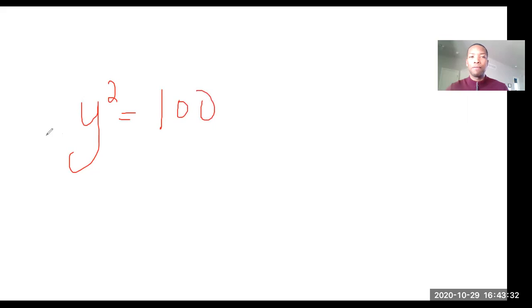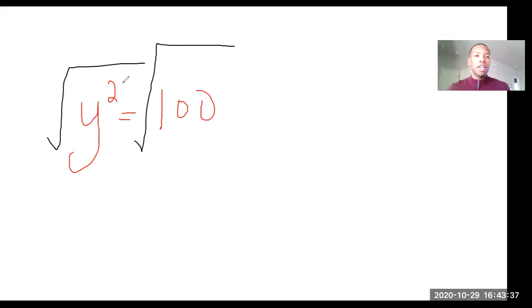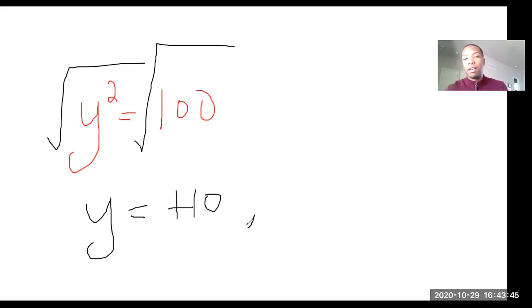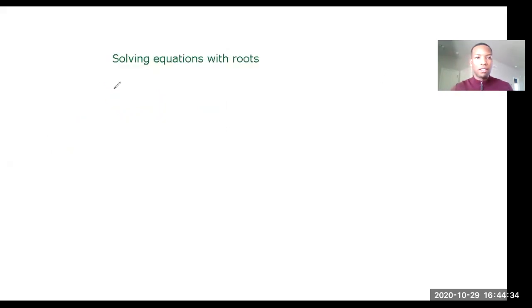You said it. Well, you didn't because I can't hear you. But the square root of y squared is y. And I have to do the same thing on the other side. So y is equal to positive 10 and negative 10. The square root of 100 is 10. But then it has to have 2 values because my y is squared, which is telling me that y has 2 values. So it has to be the plus and the minus of whatever the square root is of that number.